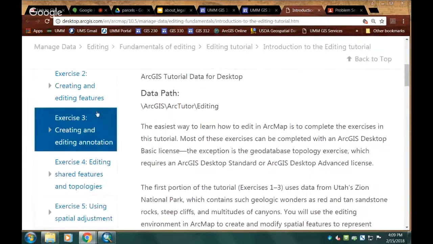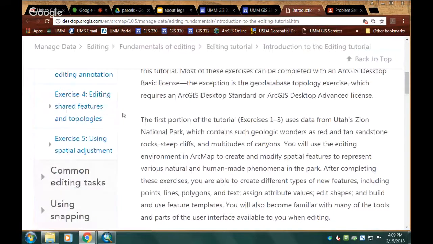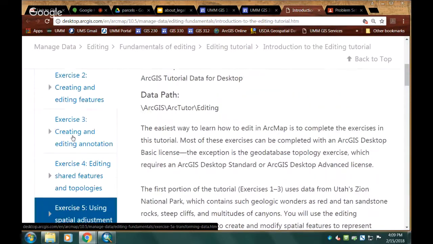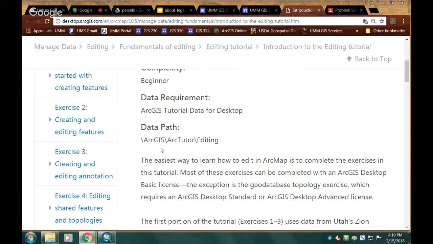You just follow it. It looks like there are 5 exercises. I don't know, we'll see. If we have time, I'll look at spatial adjustment and the data that we use. But it's going to go through some stuff that we're going to be doing in class over the next 2 to 3 weeks, and that will be part of your next 2 problem sets. So it's a pretty important tutorial.